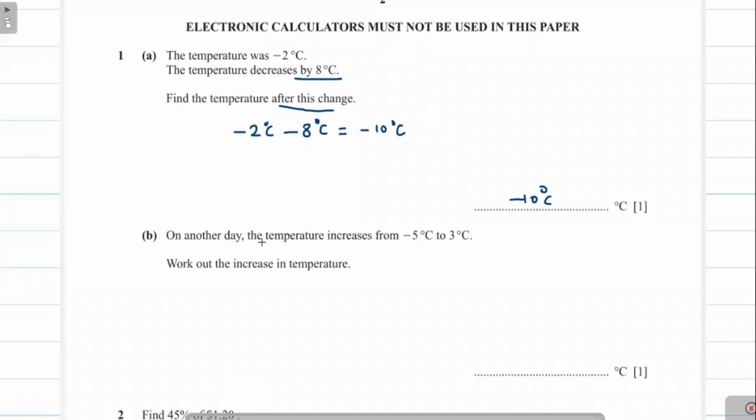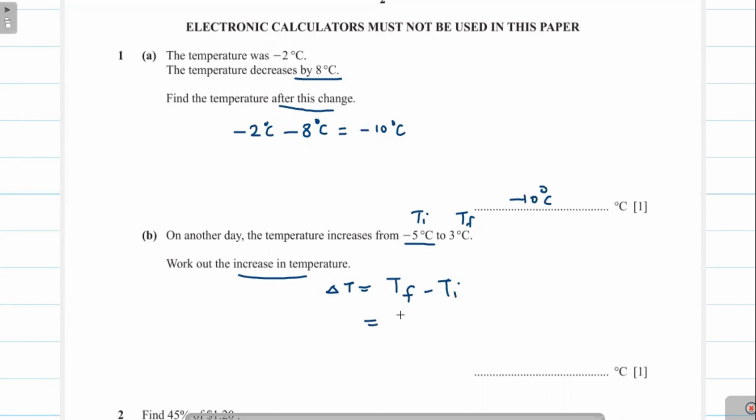Part B, on another date, the temperature increases from -5 to 3 centigrade, find the increase in temperature. You see here, this is the initial temperature. We write it as Ti, and this is the final temperature, Tf. Now the change in temperature can be written as Tf minus Ti.